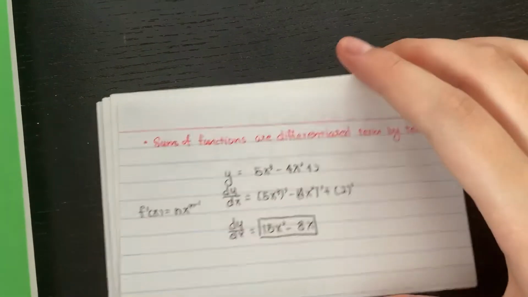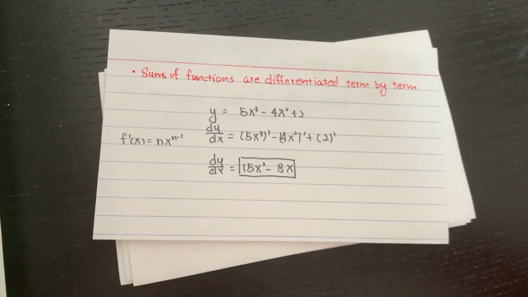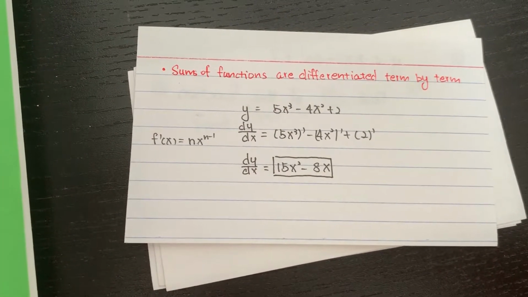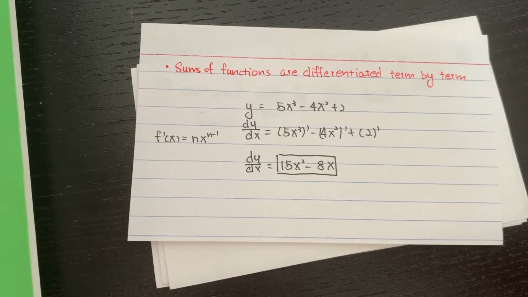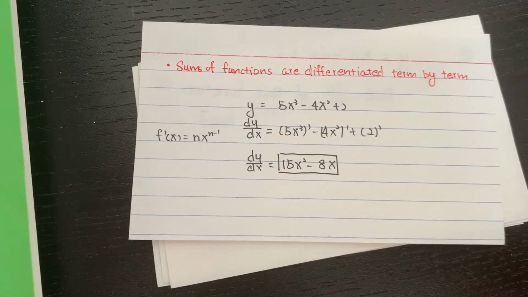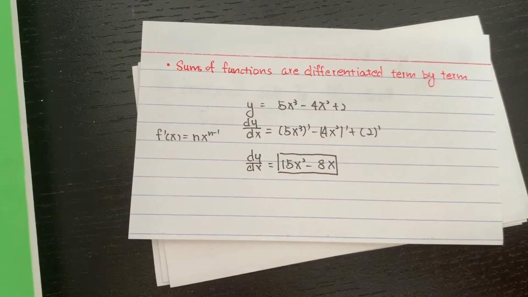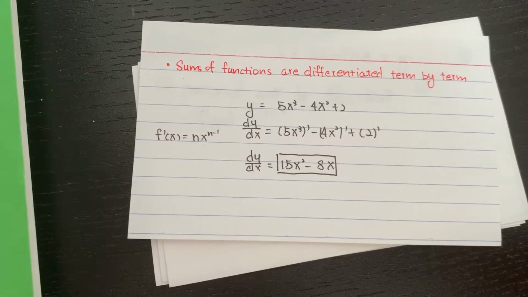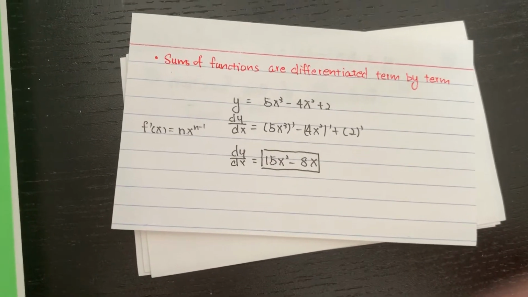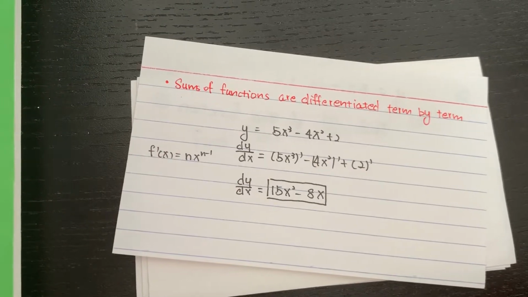So how do you do it? As we said about the addition rule, the functions are differentiated term by term. The function is 5x cubed minus 4x squared plus 2, so we differentiate each of them using the rule of differentiating power. So each term, such as 5x cubed, will become 5 times 3, and then the power of 3 is reduced by 1, so it becomes 2, so x squared. So in this case, the answer is 15x squared minus 8x.